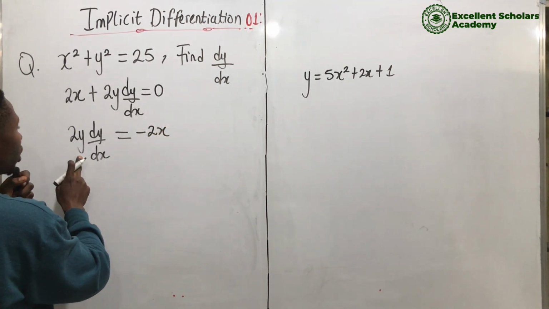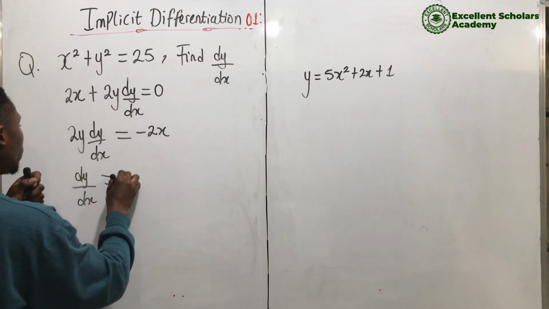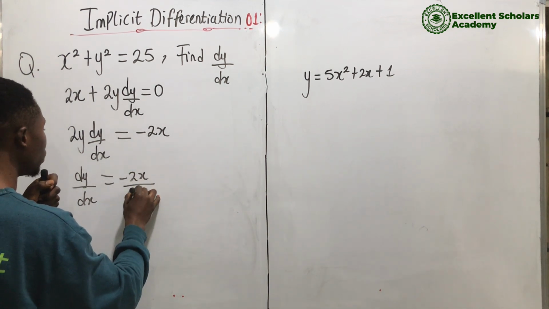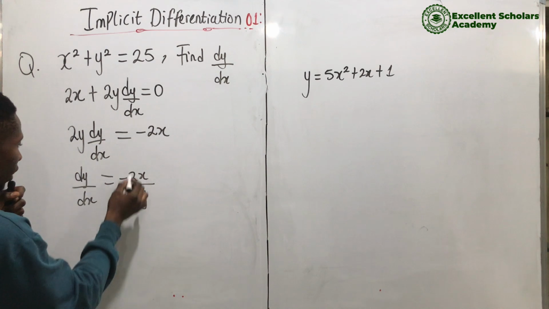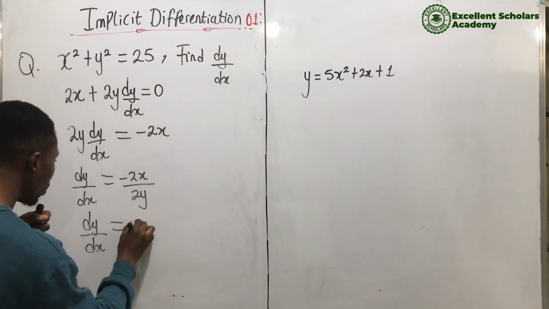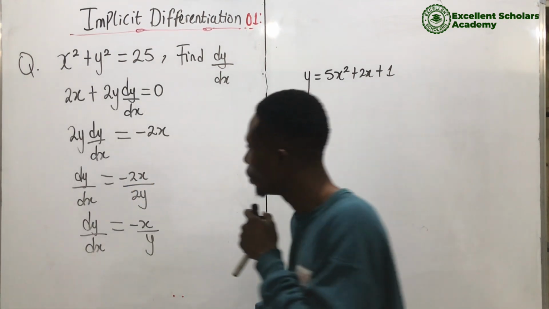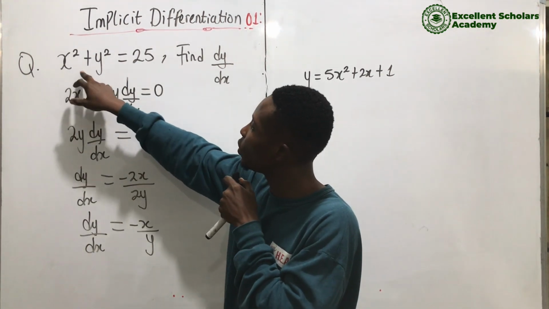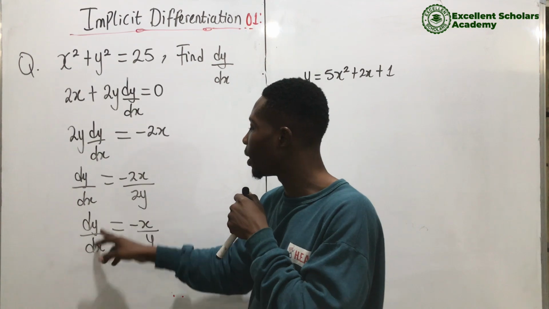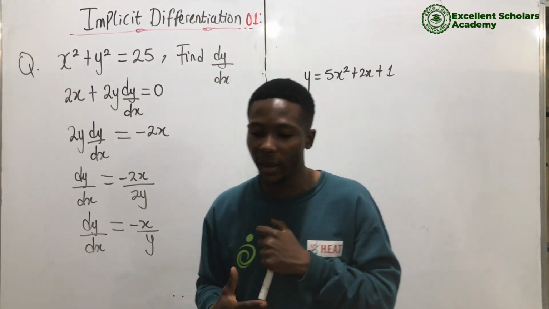Now we're going to divide both sides by 2y. So dy/dx is going to be equal to minus 2x over 2y. So 2 takes away 2. We're going to have that our dy/dx is equal to minus x over y. Okay, so if we differentiate x squared plus y squared is equal to 25, our dy/dx will be minus x over y.